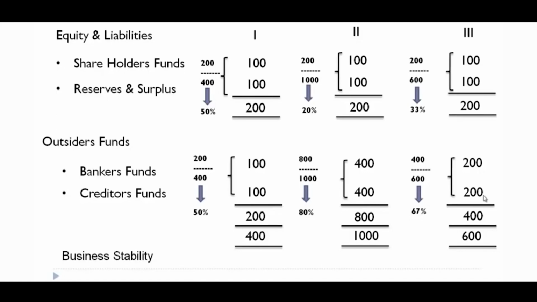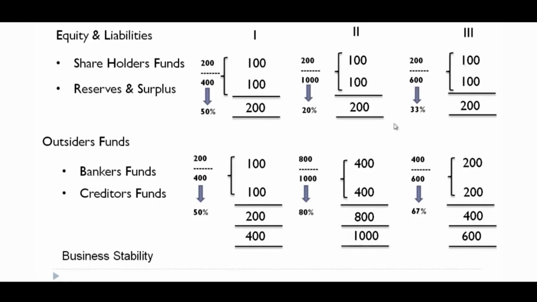In which case is the business stability very poor? The long-term business stability, in which case is it poor? Is it in scenario 1 or scenario 2 or scenario 3? It cannot be in scenario 1 because the contribution by the owner is 50% and contribution by outsiders is 50%. So even if outsiders withdraw their support, this business could continue because owners have a sizable stake. They'll be able to manage the show for quite some time. And here it is not as good as in scenario 3, it is not as good as 1.